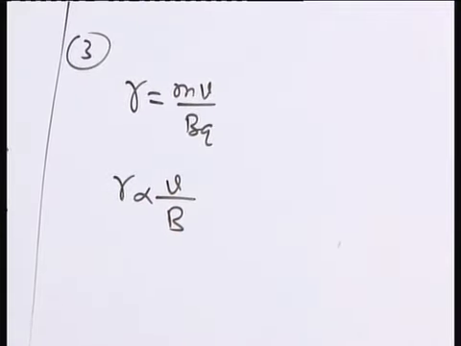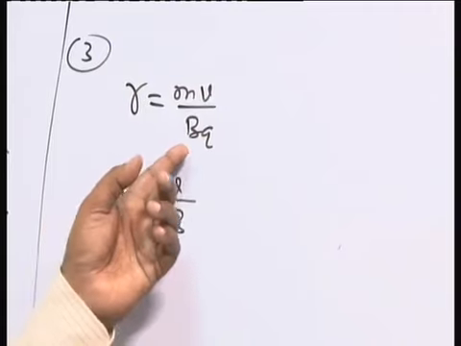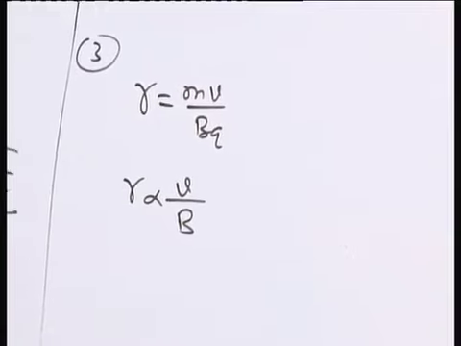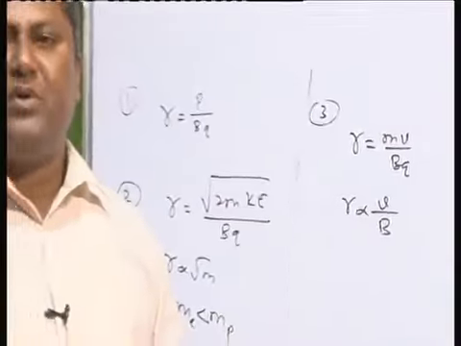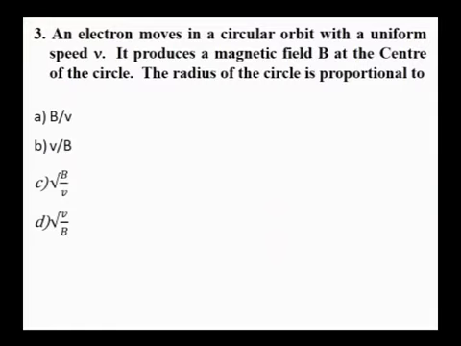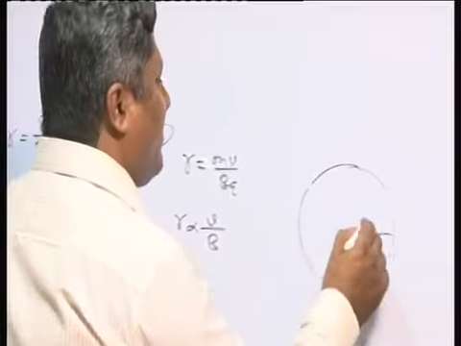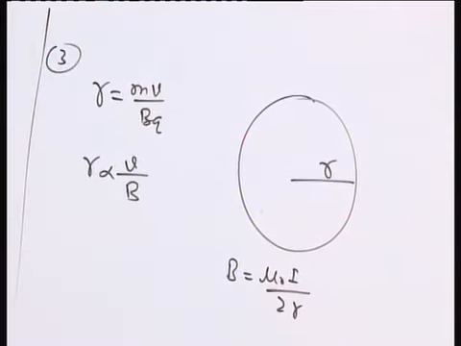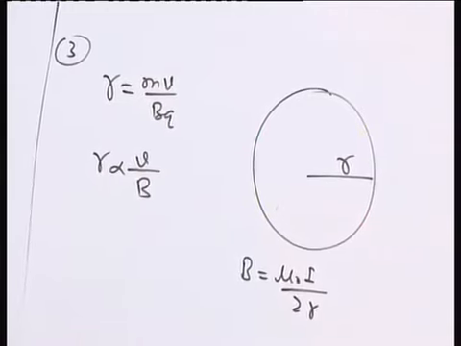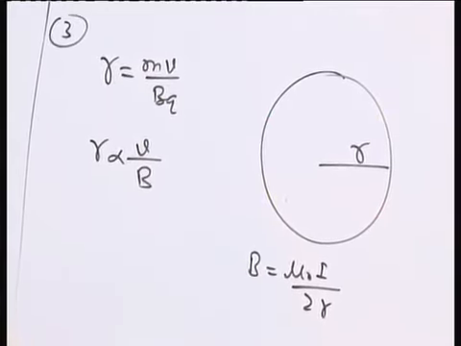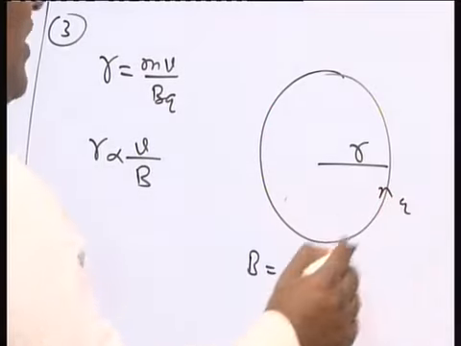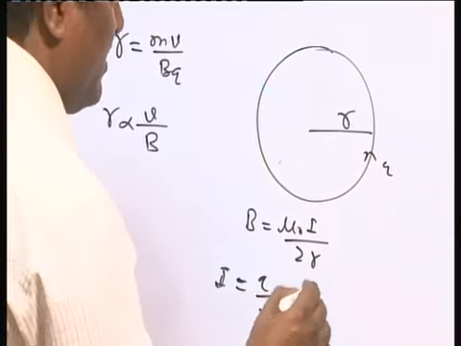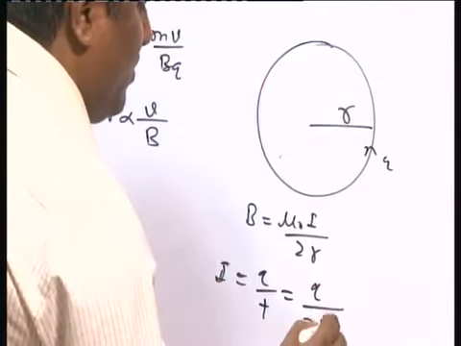But this is the wrong answer, because in this expression B is not the magnetic field produced by the charge, it is the external magnetic field. According to the question, we should find the magnetic field produced by the charge. Therefore, the magnetic field produced by a charge moving along a circular path is B equals mu naught I divided by 2R. As you all know, this is not a current carrying circular conductor. The current is because of the motion of the charge around a circular path. So the current is I equals Q by T, which equals Q divided by 2 pi R by V.